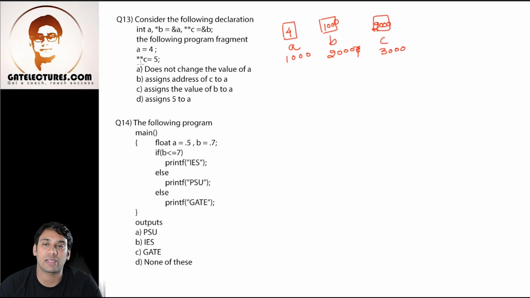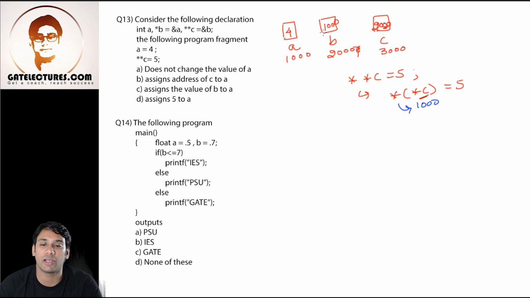Then we are doing **c = 5. You can view this statement as *(*c) = 5. So what is *c? That means I am accessing the value stored at the location 2000. The value stored at the location 2000 is 1000, and then I'm going to do the star of 1000, and the star of 1000 is the value stored at the location a.